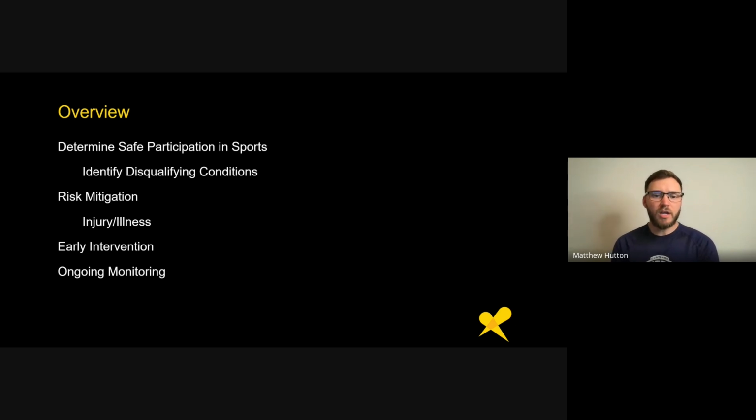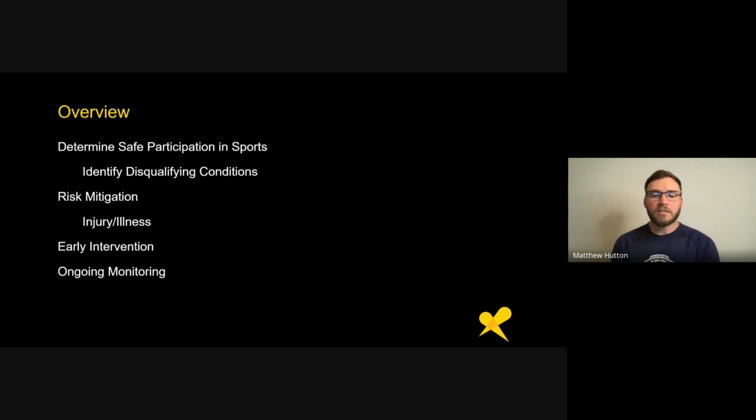Early intervention is something that would be considered to be important or something that will stem from the pre-participation exams. So, if you detect an illness or an injury, is that good enough? Probably not. You probably need to make some kind of a change that's going to reduce the risk to keep that athlete involved in the sport that they're trying to go out for.